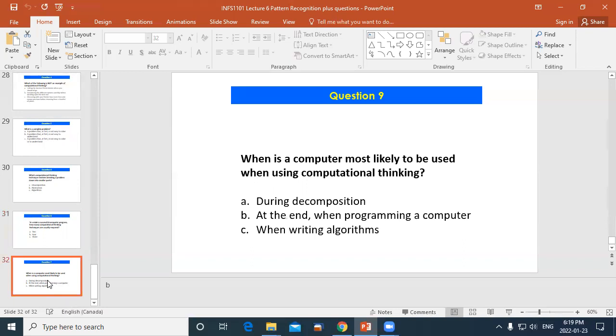Okay. When is a computer most likely to be used? Ooh. All right. I hear some people saying B. All right, I like that answer. That's the most likely, but you could use computers. Yeah, we're getting towards artificial intelligence, right? But yeah, I'm liking B there.